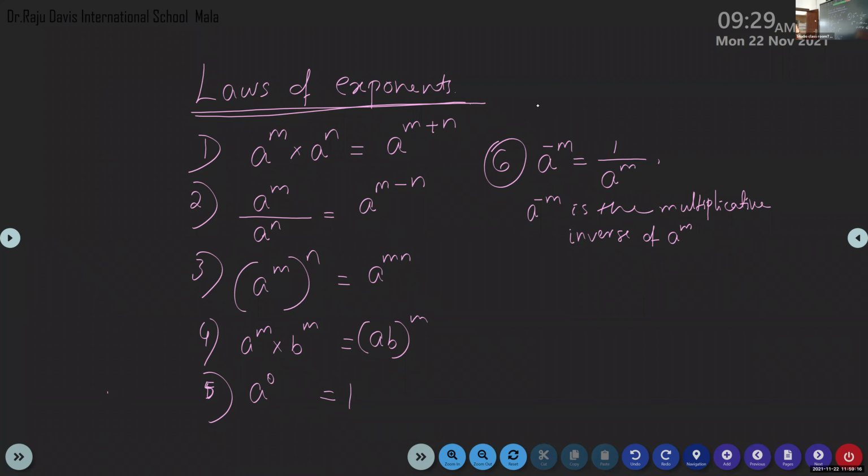Still, do one thing, all of you, now itself, write all the formulas twice in your book, one by one. Like a raised to m into a raised to n equal to a raised to m plus n. The first one 2 times, then the second one 2 times. In that way, now itself. All of them, including the inverse of a raised to m. Write all the formulas twice now itself, all of you.